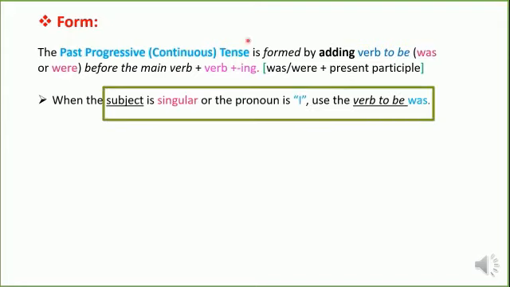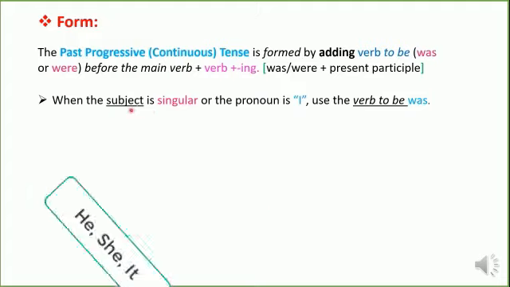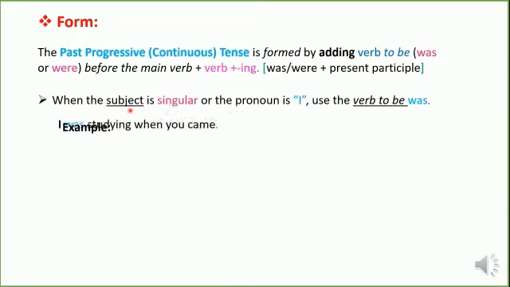When the subject is singular or the pronoun I is used, here we use the verb to be was. So was, use it with the personal pronoun I and with the singular subjects he, she, or it. For example, I was studying when you came.